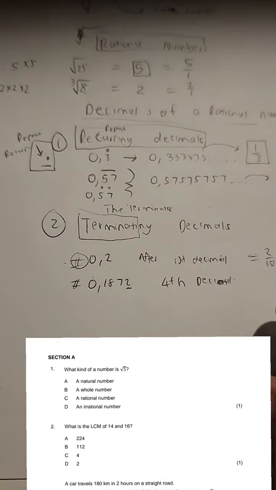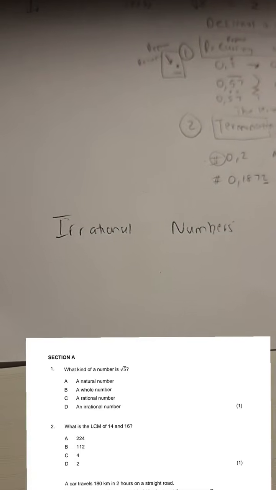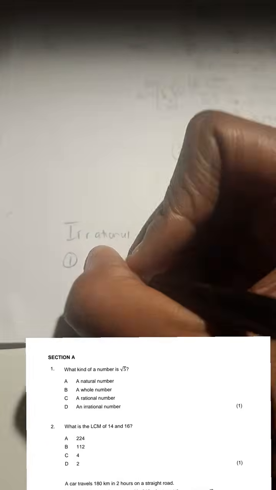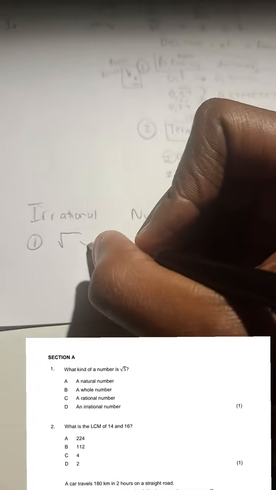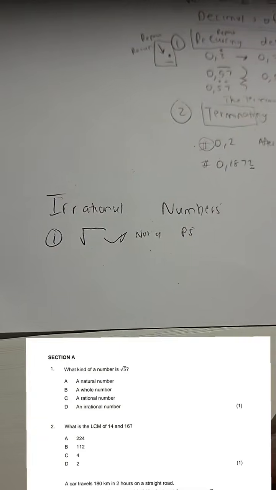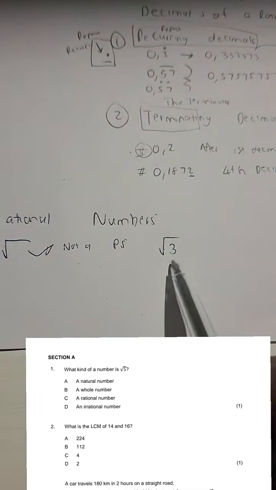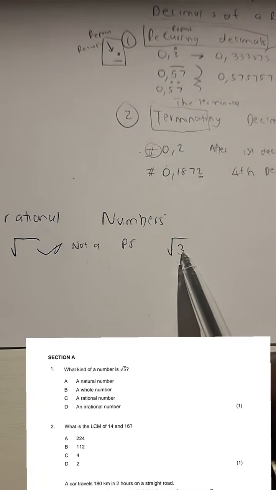It qualifies as such. Then lastly, irrational numbers. What is the thing about irrational numbers? Guys, irrational numbers are simply ones where, under the square root, it's not a perfect square that you see. For instance, the square root of 3. 3 is not a perfect square number.